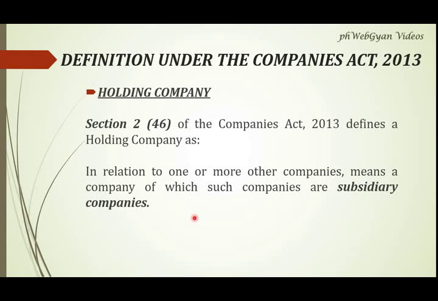In relation to one or more other companies, it means a company of which such companies are subsidiary companies. So here holding company has been defined with respect to the subsidiary company: in relation to one or more companies, a holding company is a company of which such companies are subsidiary companies. So where there is any subsidiary company of a holding company, the latter will become the holding company of those companies. So it is basically a relative definition. So we'll go with the definition of subsidiary company. So let's see.